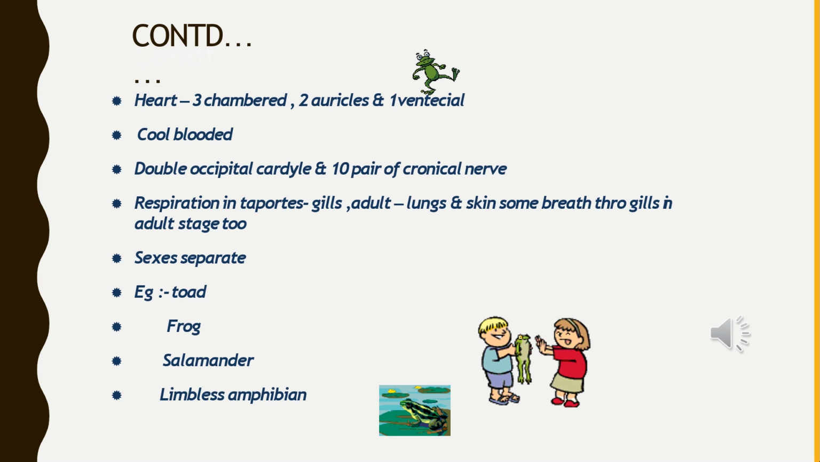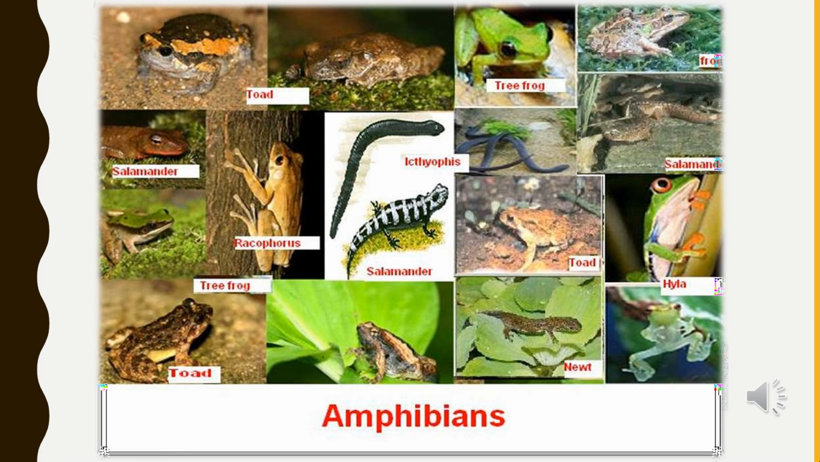And examples are Bufo, toad, which is also called toad, Rana tigrina, frog, it's called frog, Hyla, tree frog, salamander, and limbless amphibians, it's Ichthyophis. In this slide, you can see the pictures of different amphibians, salamander and toad, Hyla, tree frog. These all are present here.